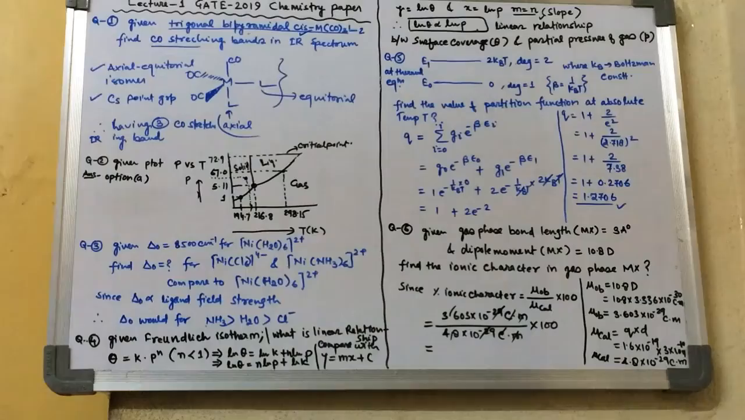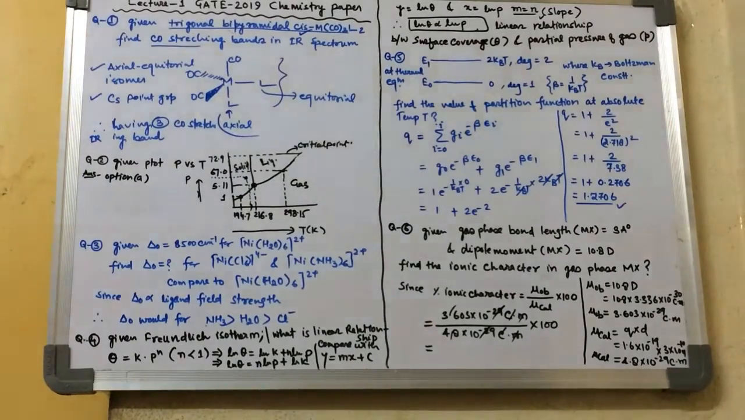Because the ligand field strength of ammonia is higher than that of water, the delta zero value will be higher. Okay, so the second option will be the correct option, and the other two options are not correct, because option C is given higher in both complex ions and option D lower in both complex ions. So only option B will be the correct answer.